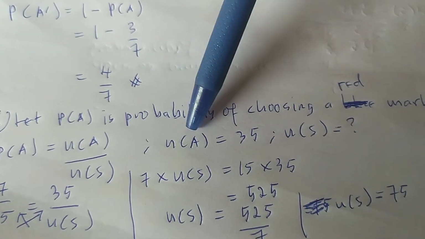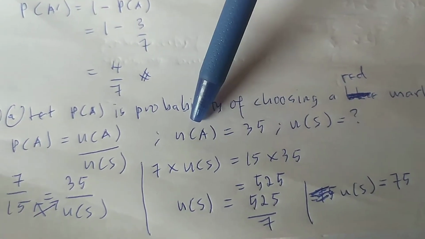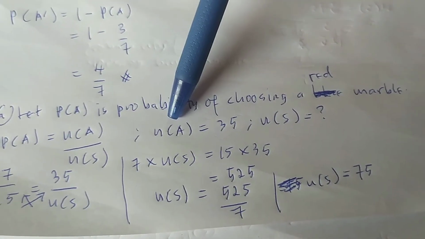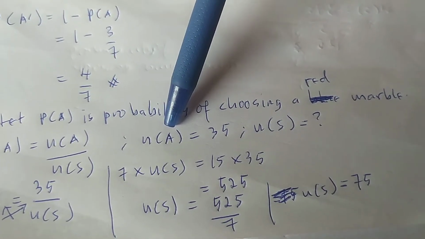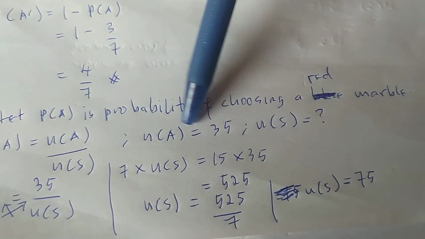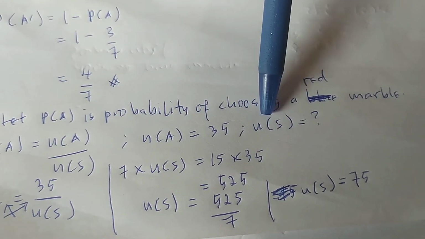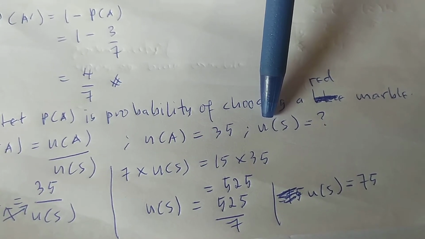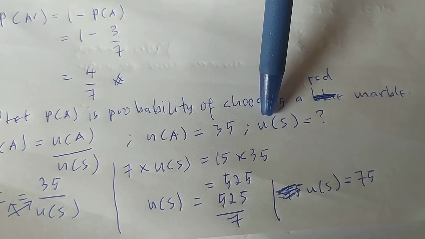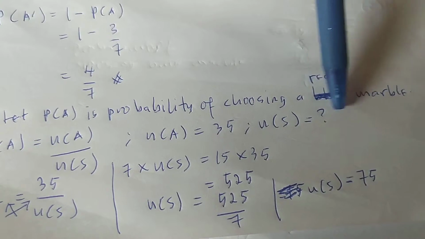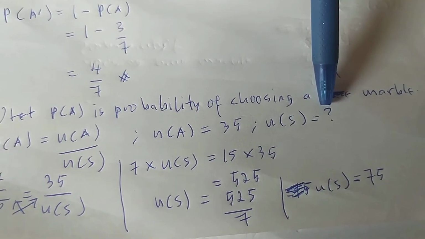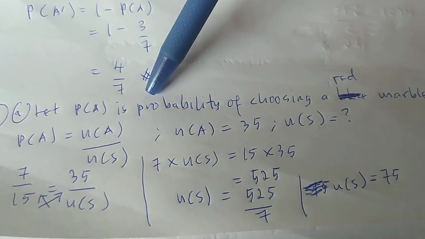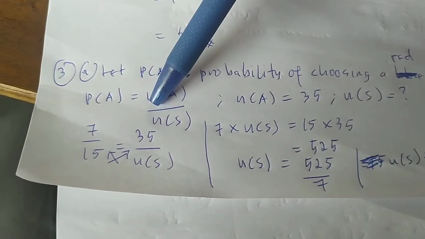From the question we already know n(A), which is equal to 35. This is the number of the red marble, which is already given in the question. This one, n(S), is the number of the sample space, that means the number of the total marble, the red marble plus blue marble, which we don't know. So what to do? You substitute all the information that you know in the formula.